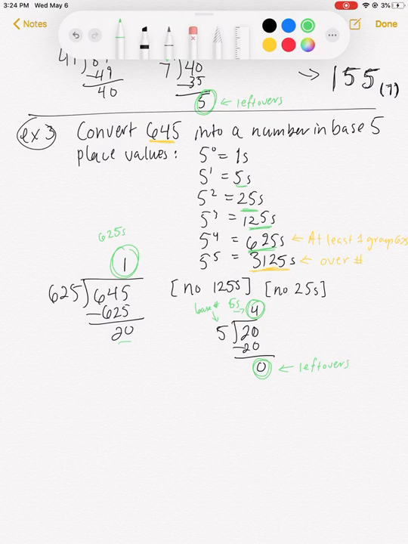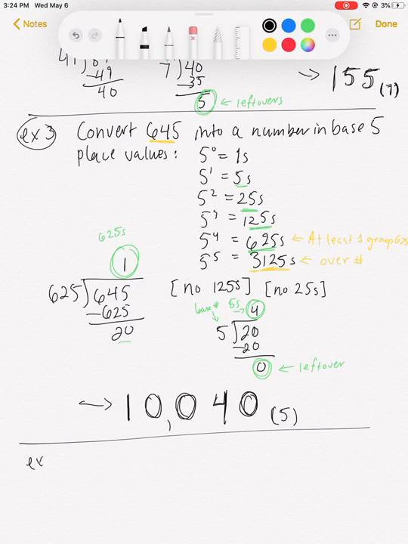Okay. And so what our number will be is, oops, we ran out of room here, so let's go down here. We have 1 of the 625s. No 125s, no 25s. We have 4 fives, and then 0 leftovers. And that's 1 0 0 4 0 base 5. So that's what 645 is in base 5. Okay.